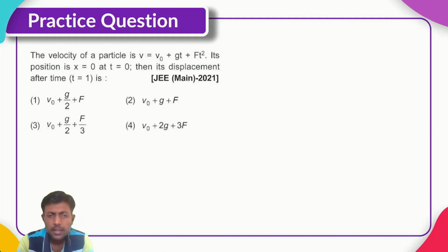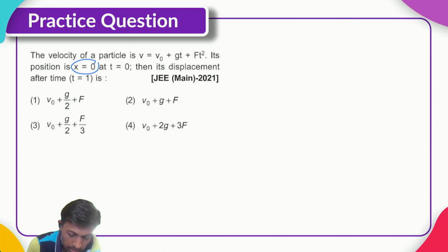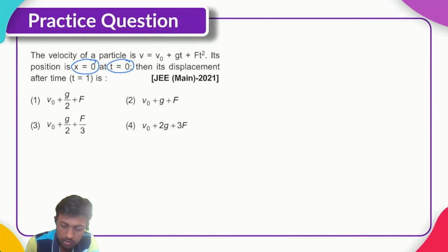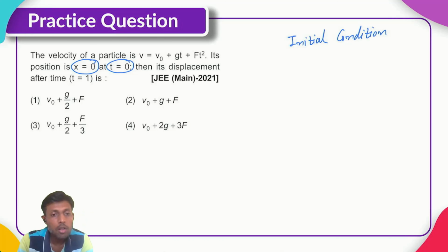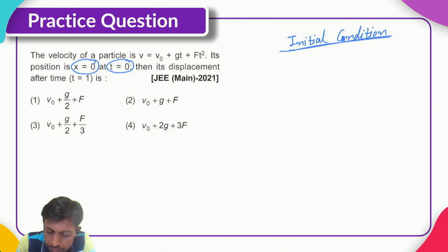The velocity of a particle is given. Its expression, or how it varies with time, is given to us. And there is an initial condition given that when time was equal to 0 seconds, the displacement was also 0. So this is the initial condition. Initial condition helps us to find out the constant of integration, and any other constant for that matter. So it is given that at time t equal to 0, x is 0. All right, we'll see how it helps us.